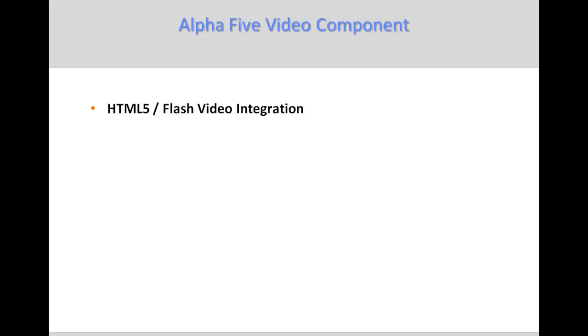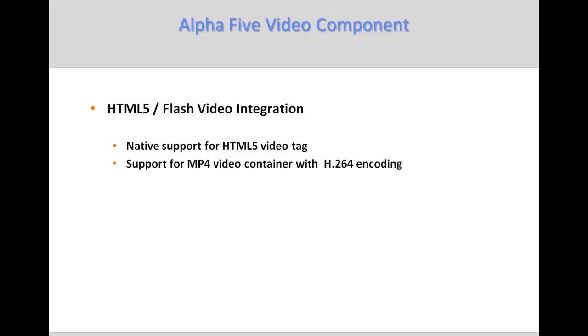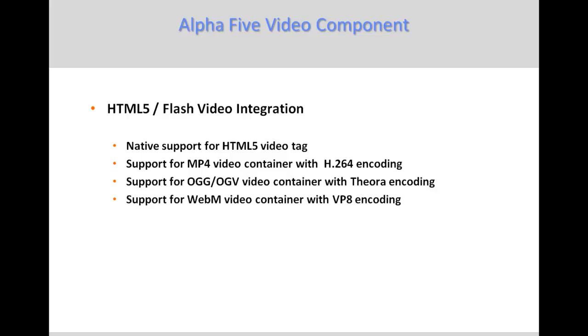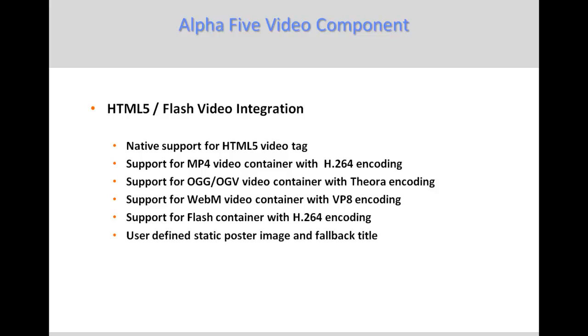The HTML5 Flash video integration supports native support for the HTML5 video tag. MP4 video is supported with H.264 encoding, or an OGG video container with Theora encoding, or a WebM video container with VP8 encoding. There's also a fallback to support for a Flash container with H.264 encoding, and you can define a specific static poster image for fallback.